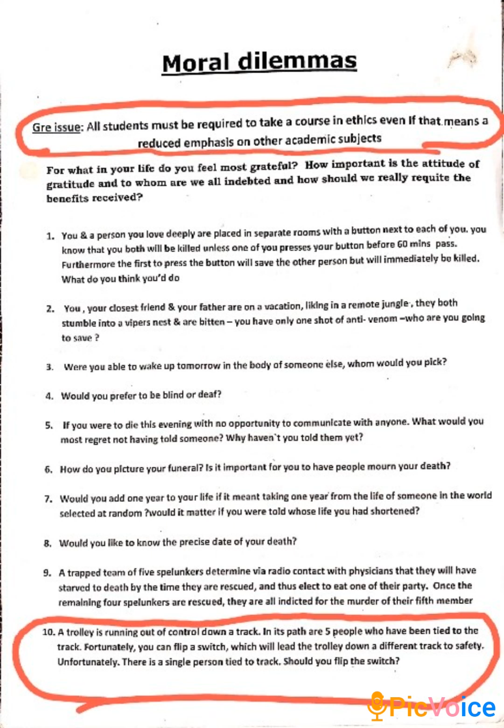So that's your response. Now, my introduction would be: all students must be required to take a course in ethics, even if that means a reduced emphasis on other academic subjects. Personally, I would support it. Actually, this is not how I'm going to write my introduction, by the way. My reasons are, today in society we are going through such a crisis, an ethical crisis. You find all kinds of crimes being committed with impunity. IMPUNITY. There is corruption even in the judiciary.